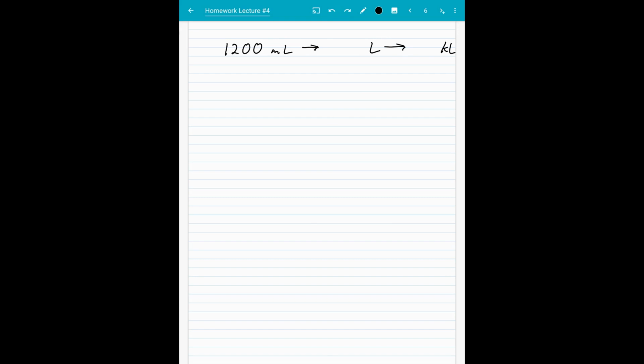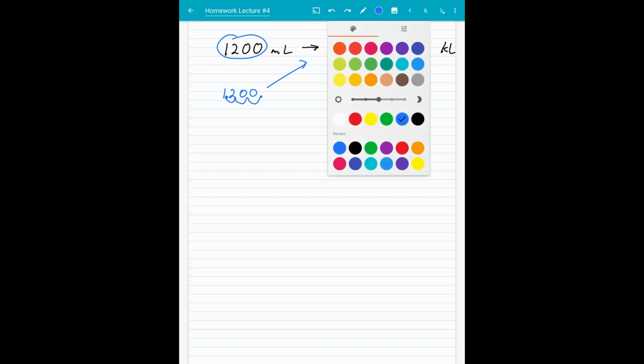So in this case, we don't want to make the number look bigger. We want to make the number look smaller. So we're going to take that 1,200, take this decimal right here, and instead of moving it to the right, we're going to move it to the left. And that would make the new number 1.2. So there's 1.2 liters and 1,200 milliliters. Again, that makes sense. There's a lot of little small milliliters inside a bigger liter. And that's the idea.